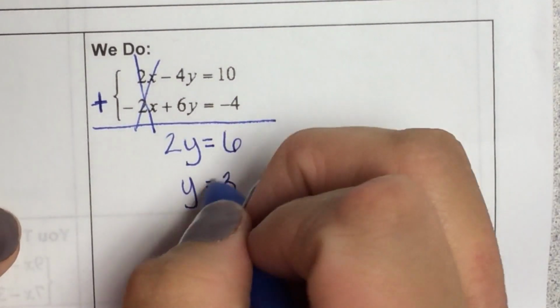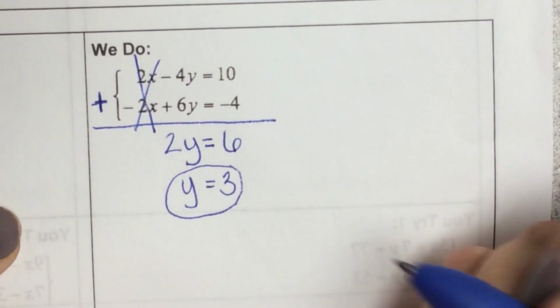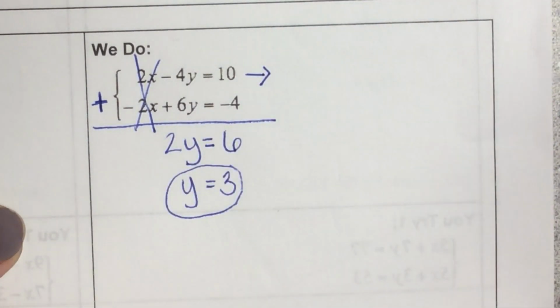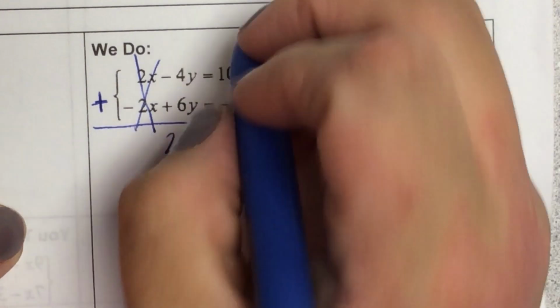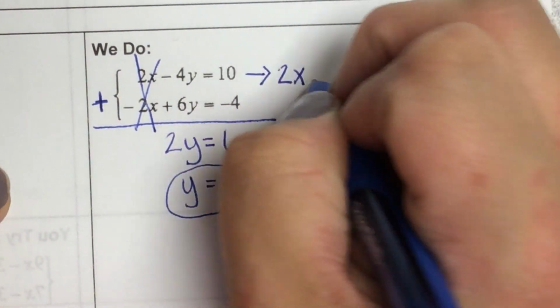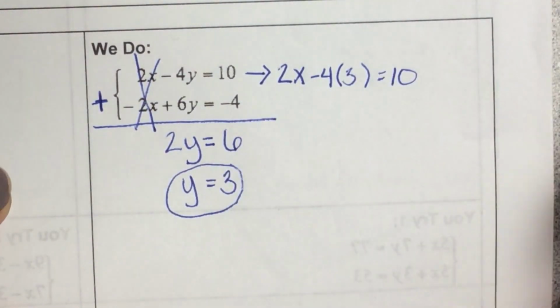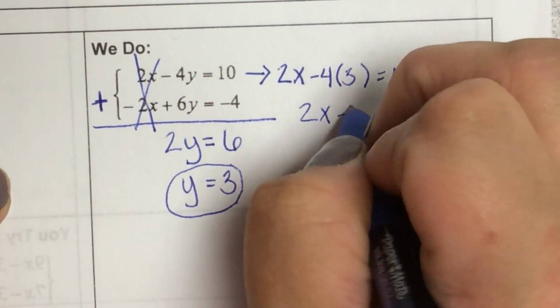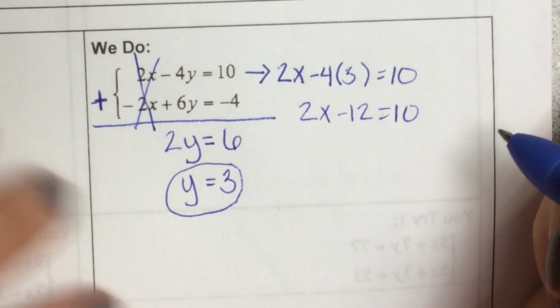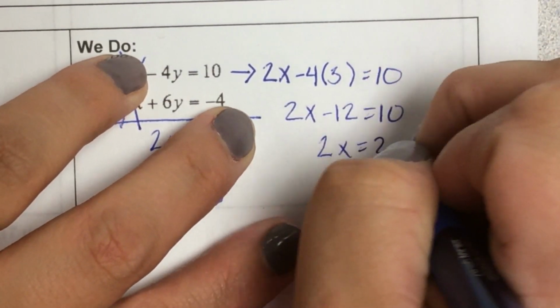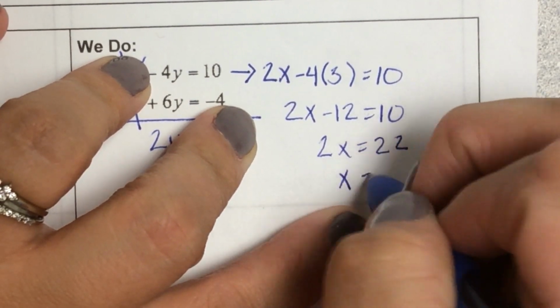Make sure you pay attention to what you just solved for because that's the y value. I'm going to choose the top equation because most of the stuff there is positive. That's the only reason why. 2x minus 4 times 3 equals 10. 2x minus 12 equals 10. Add 12. So 22, so x is 11.